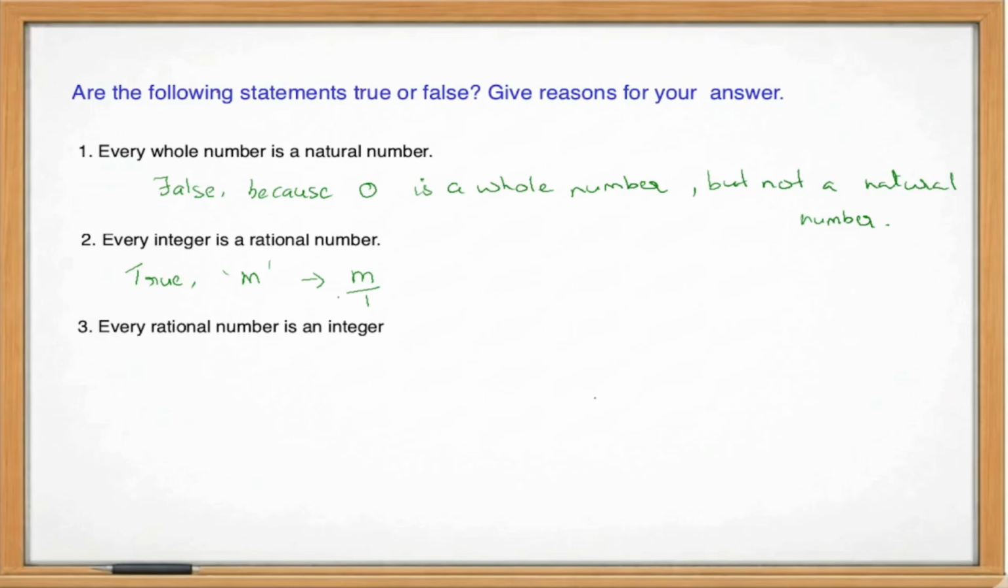Okay. Next question. Every rational number is an integer. Every rational, it's false. Why? If I take the number 3 by 5, 3 by 5 is not an integer.